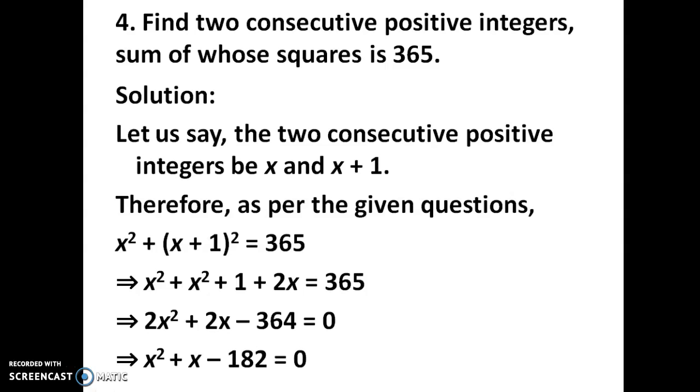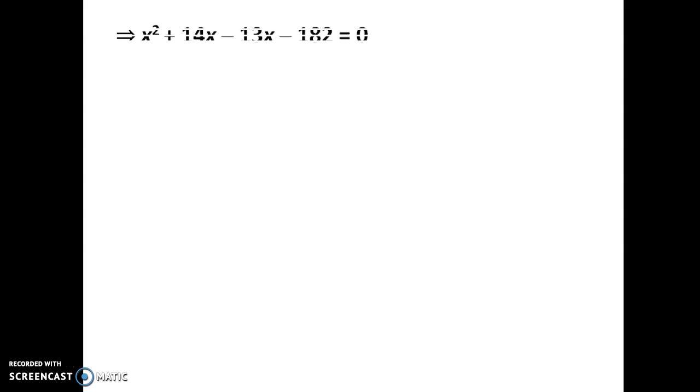Okay. Then it can be simplified more by dividing the whole equation by 2. Okay. So after dividing by 2 I got x square plus x minus 182 equal to 0. Now this equation can be factorized by splitting the middle term. Okay. So here also after splitting the middle term I got x square plus 14x minus 13x minus 182 equal to 0.